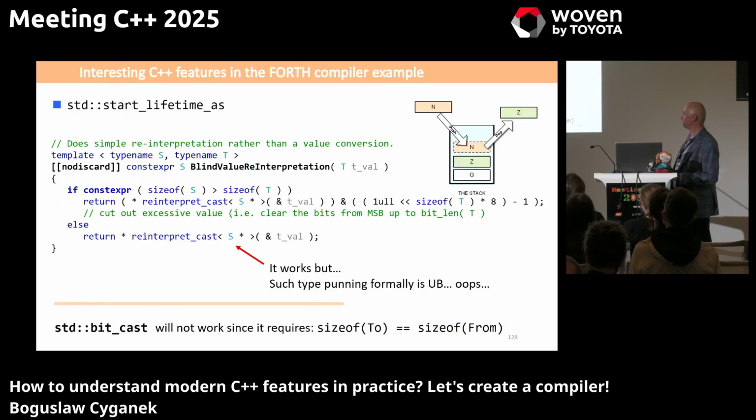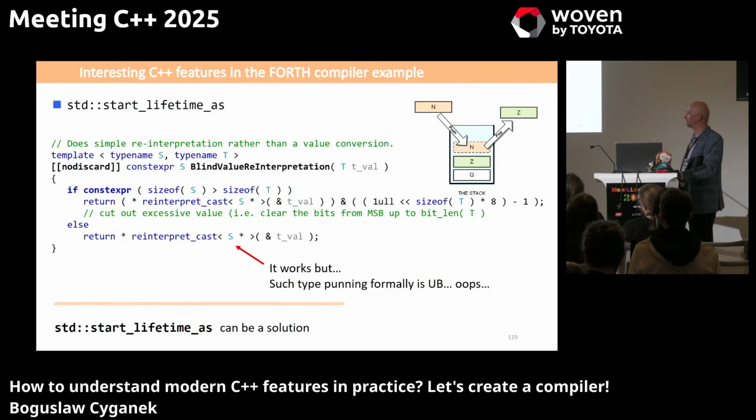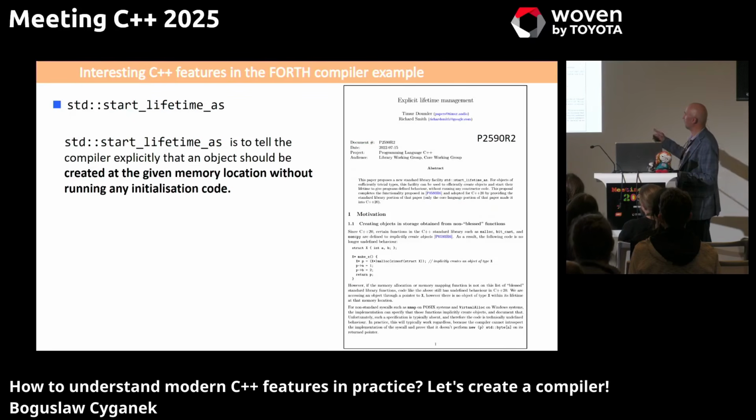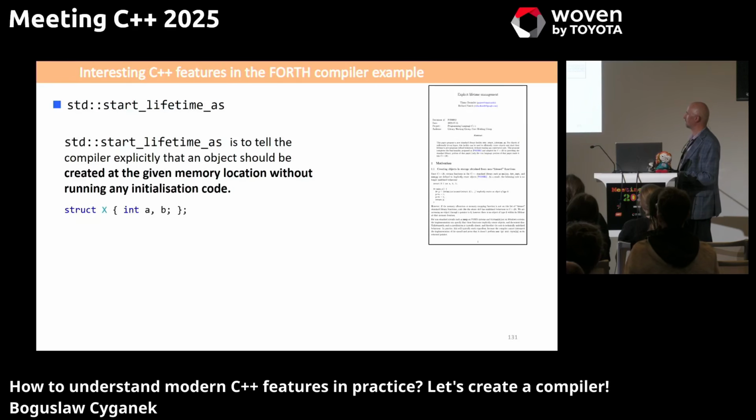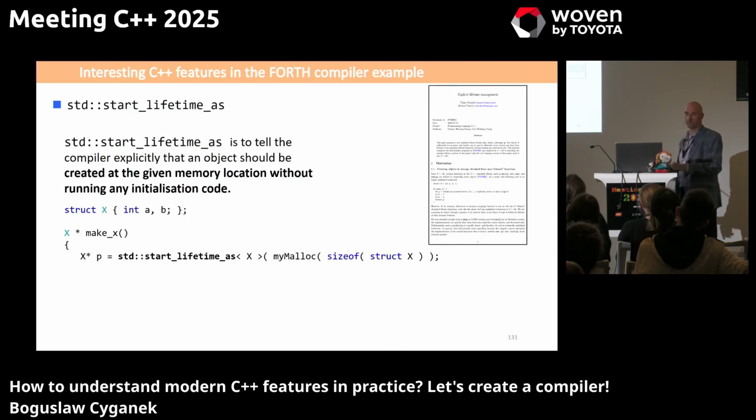Okay, so what can we do? We can use bit_cast. I thought of that at the beginning, but bit_cast can operate only with the same size. But we have a new kid on the block, again, start_lifetime_as. This is a very interesting function, and again, go into the specification from 2022. It is to tell the compiler explicitly that an object should be created at the given memory location without running any initialization code. Look at this. If I have such a simple structure, and I wish to make such a factory function, and I am in my embedded system, I have my own memory allocators, my malloc, and I create such a structure, I don't want any initialization code.